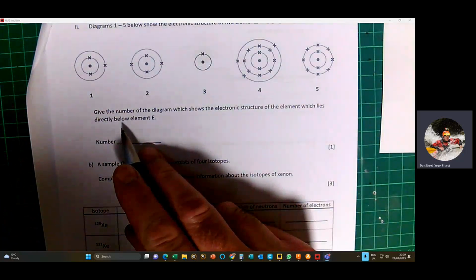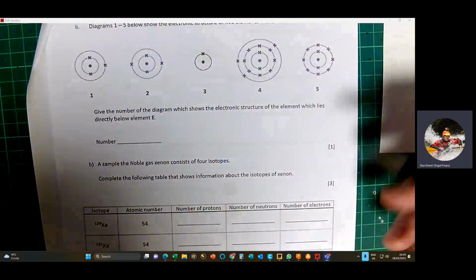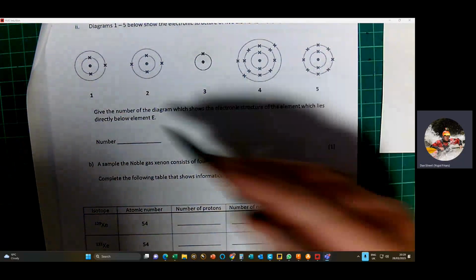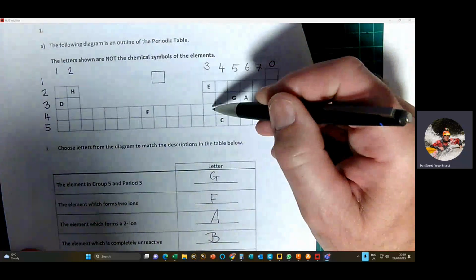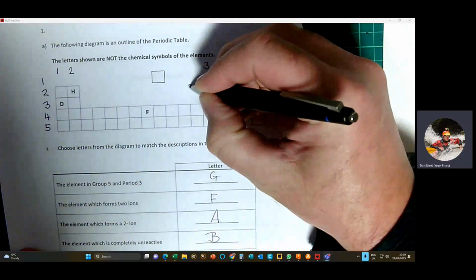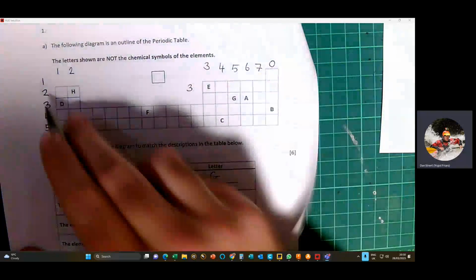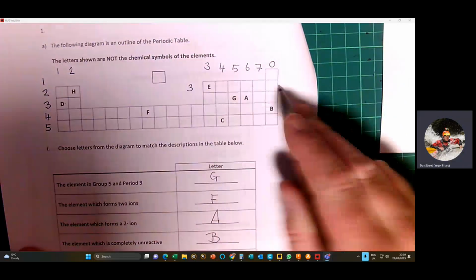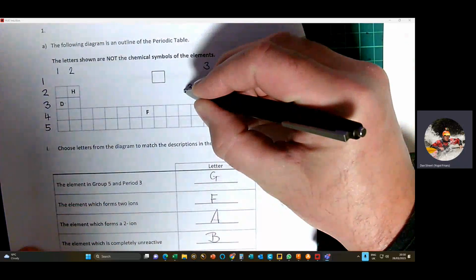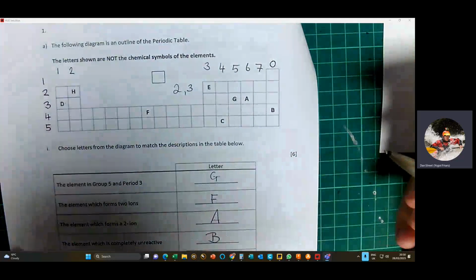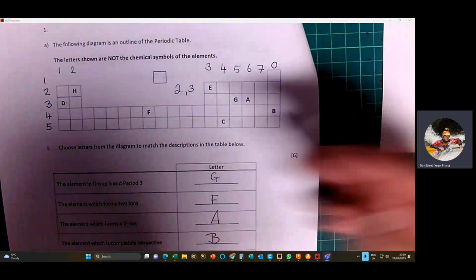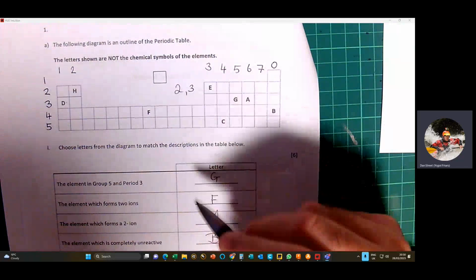Okay, this question, we've got 5 diagrams of various electronic configurations, and the question asks us for the diagram which is the element below element E. Okay, so if we have a look back at element E, we find the element E is in group 3, so that means its configuration is going to end in a 3, and it's in period 2, which tells us there are 2 numbers in its electron configuration. And so the only number that it can be is a 2, because 2 is the number of electrons found in a full shell, and there's only one shell beneath that one.